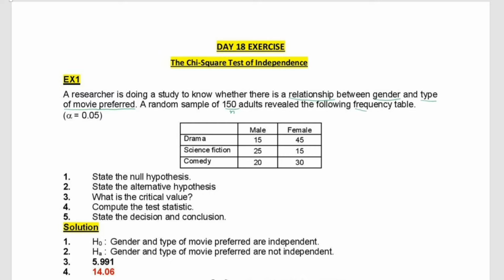And a frequency table. Now surely you measure at nominal level. If you consider only nominal level, you study frequency, proportion, percentages. So male, female, two values of the gender variable. Drama, science fiction, comedy, only three types of movie preferred. Now it is sure that the problem is the relationship between two nominal variables.